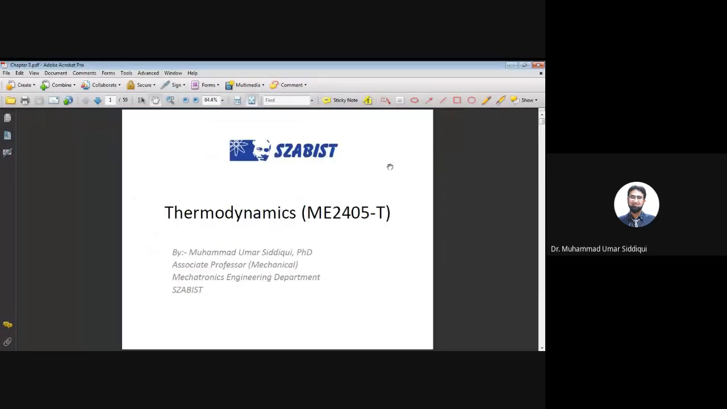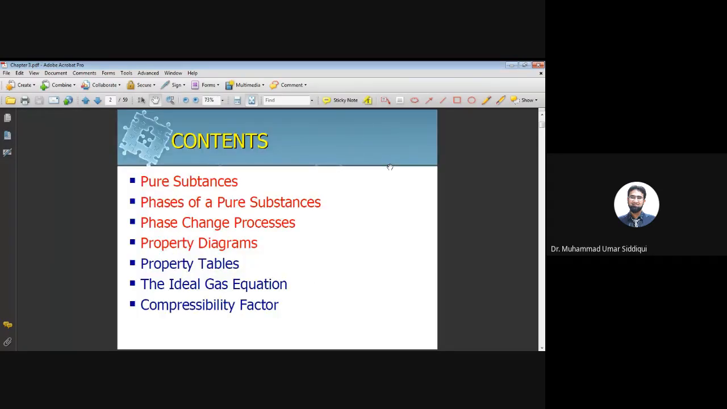So in this chapter, we're going to take a pause from the first law of thermodynamics. We will connect the first law and apply it to different kinds of systems in chapters 4 and 5. Right now, we are going to study thermodynamic property tables. We have them at the end of the book, and they are also provided as a separate file within the textbook folder in the Google Classroom material. So we need to study that.